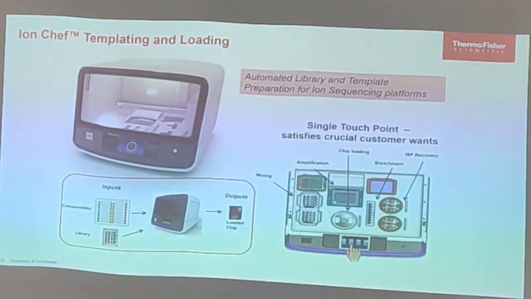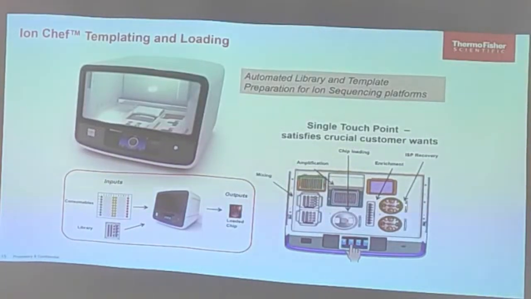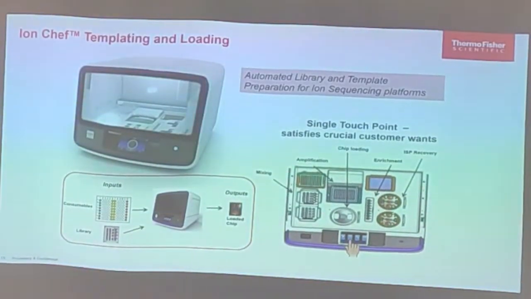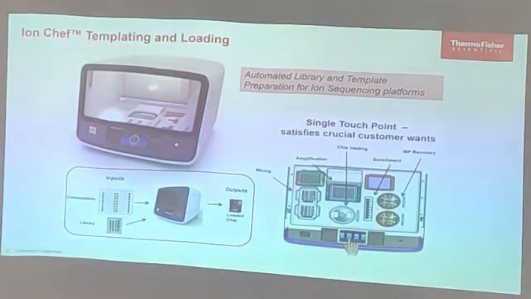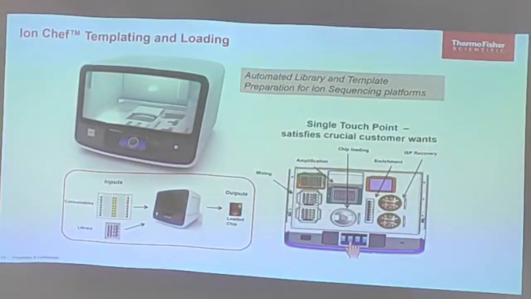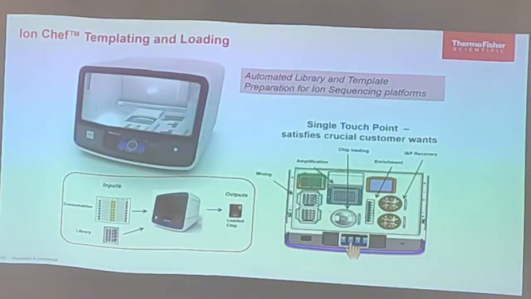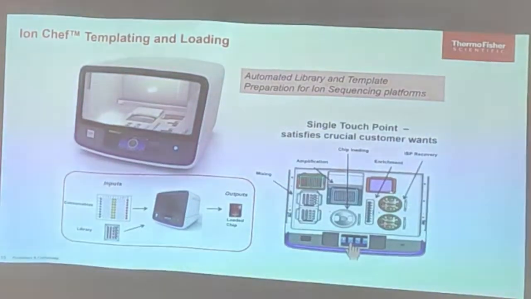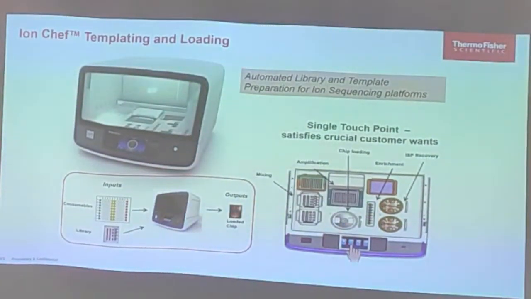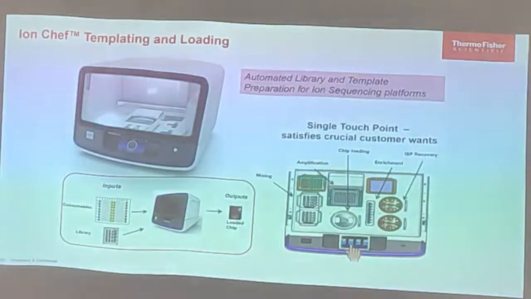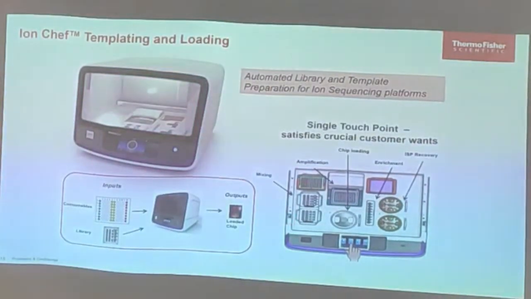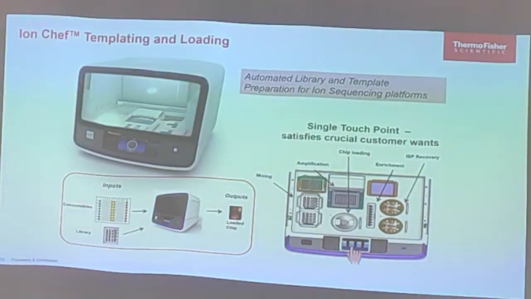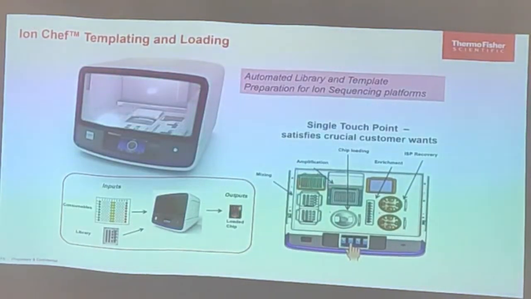Enrichment takes place. From here the emulsion will be centrifuged to collect all these Ion Sphere particles. Once the Ion Sphere particles are collected, they will be magnetically separated here. Once everything is done, it will be loaded in the chip. Here we have to supply only the DNA. The rest of the thing will be done automatically. Not DNA, I mean the library. Library.